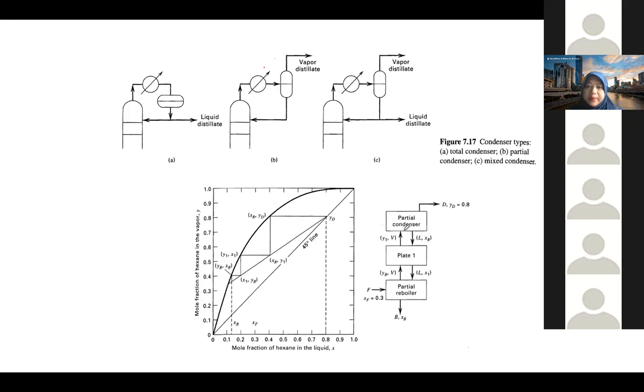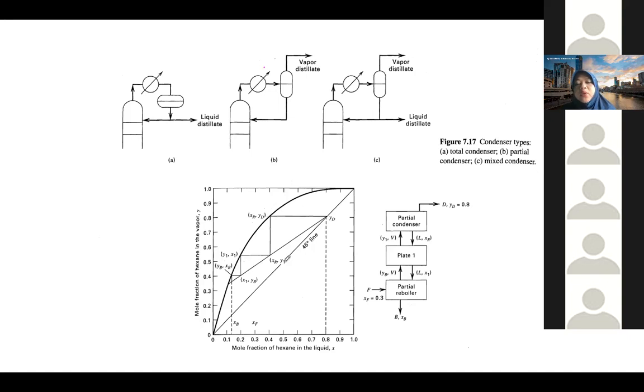So here, this one is also a schematic of the mole fraction of hexane in the vapor and also in the liquid. Let's say you have three stages there: this one is used for the partial condenser, this was used for the partial reboiler, and then here you have only one plate.